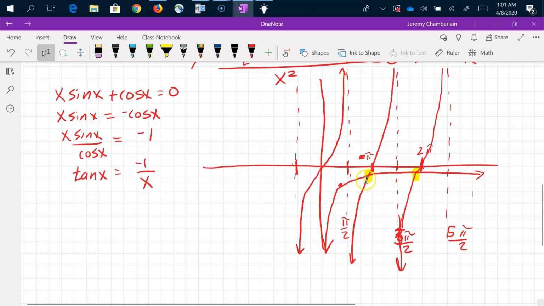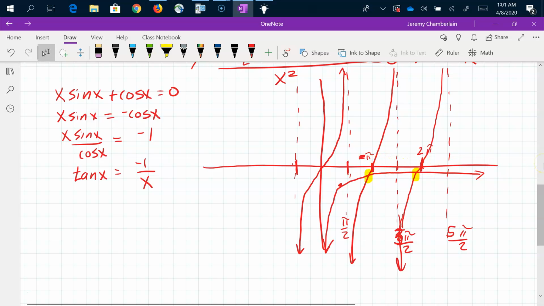So the zeros of this equation x sine x plus cosine x are very close to pi and very close to 2 pi, just a little bit less than pi and a little bit less than 2 pi. Okay. Now there's also zeros on the left-hand side. I'm not going to draw those. By symmetry, they'll just be the opposite of what we have.